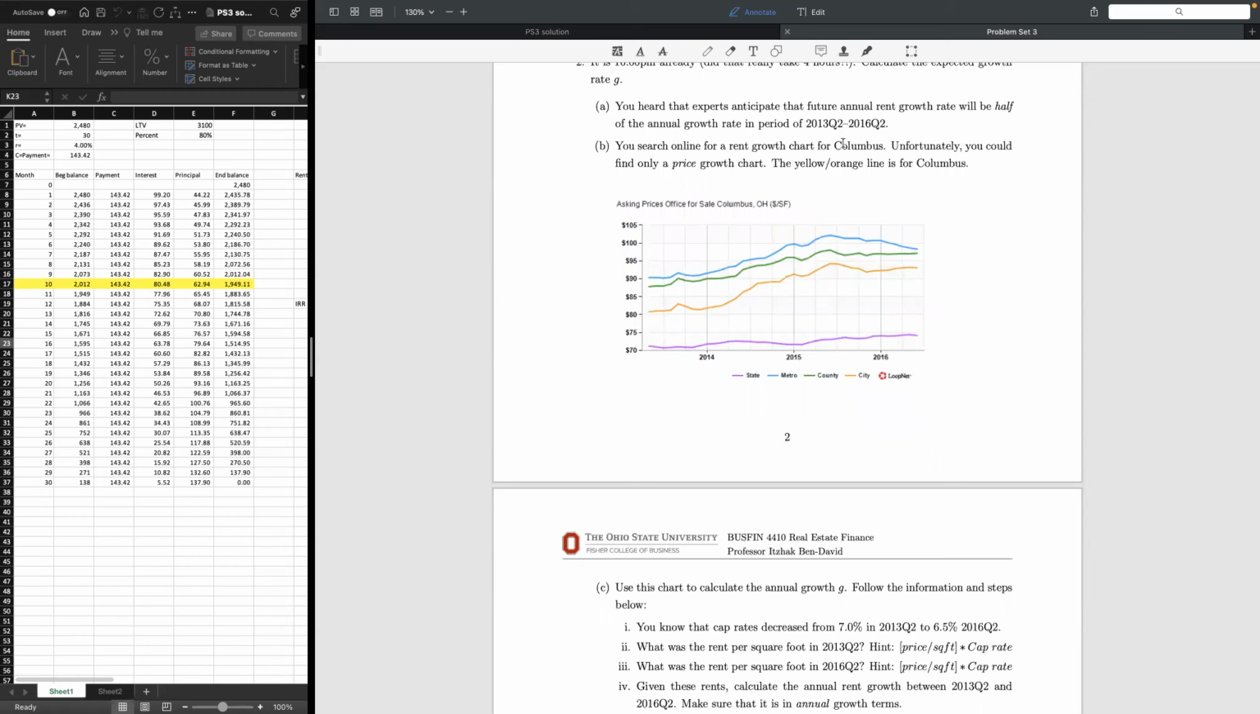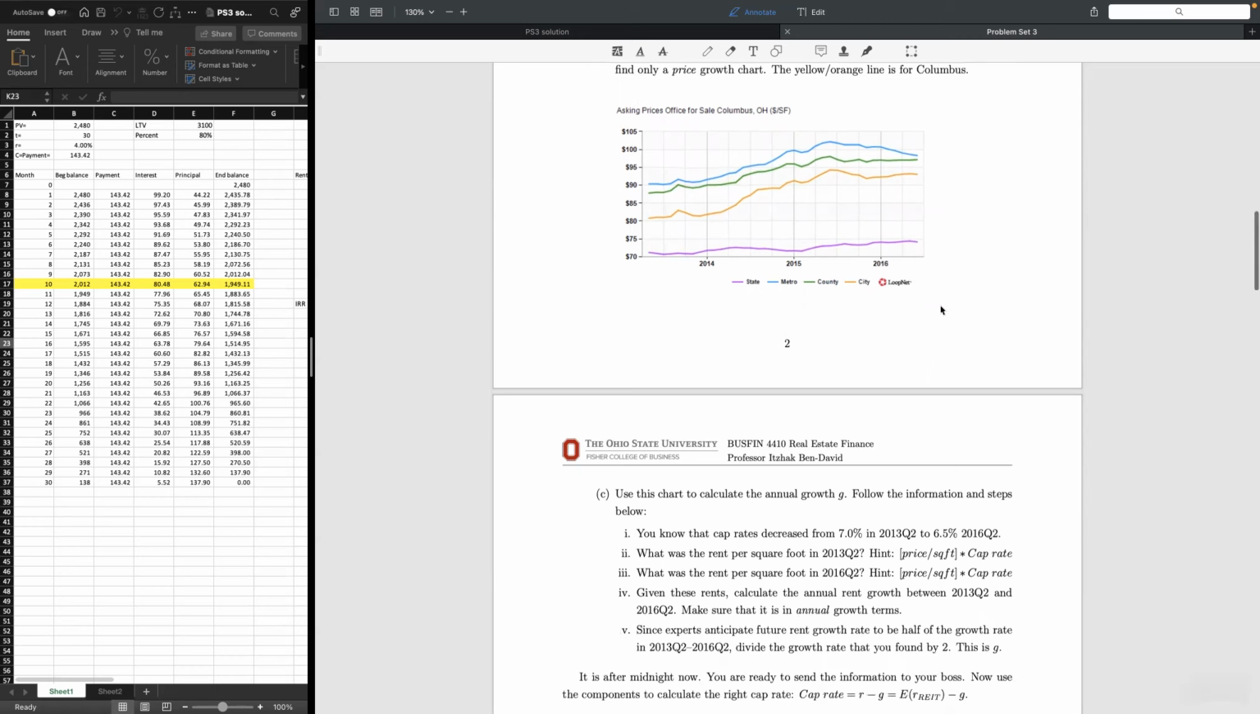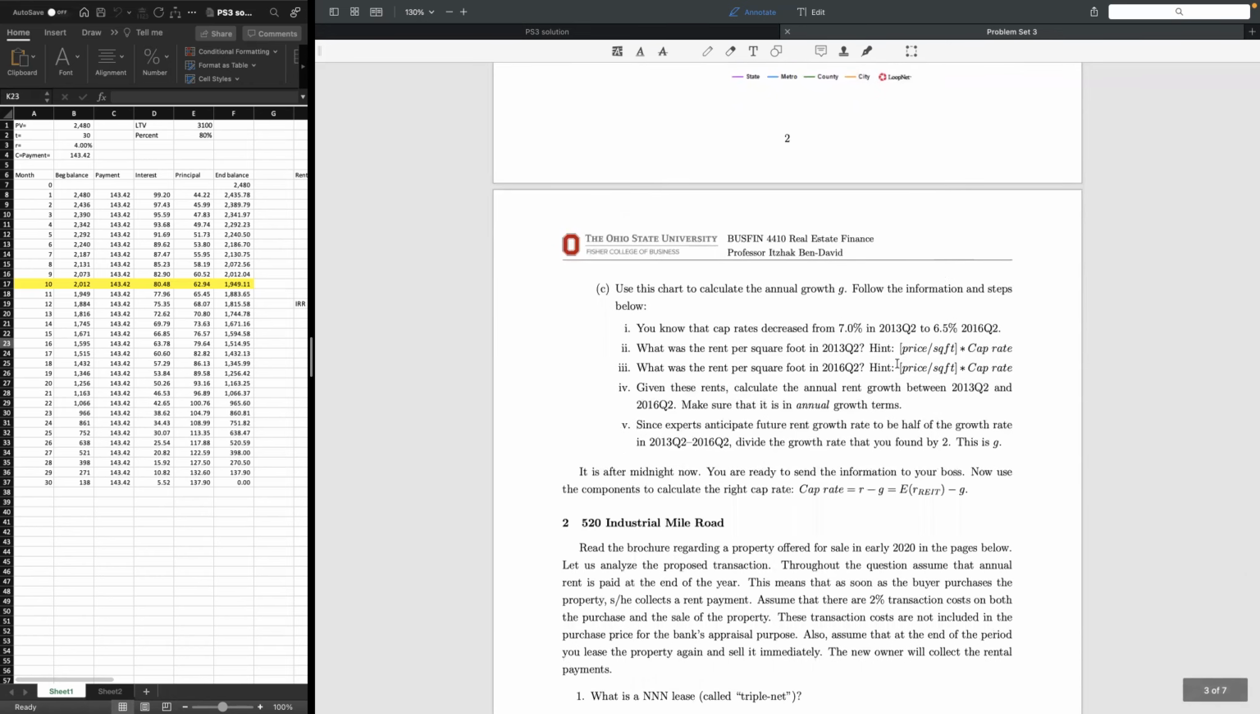Because from 2013 to 2016, it's 3 years. So it's a 3-year period. So what you need to do is you need to get the annual return, which is, some of you use the average annual return. So you get the rent per square feet here and rent per square feet in 2013, and you divide this, use price in 2016 minus price in 2013 divided by 3, and you get the annual return. This is totally fine.